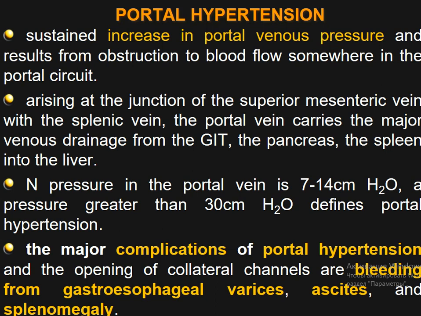Normal pressure in the portal vein is 7 to 14 centimeters of water. A pressure greater than 30 centimeters of water defines portal hypertension. The major complications of portal hypertension include bleeding from gastroesophageal varices, ascites, and splenomegaly.